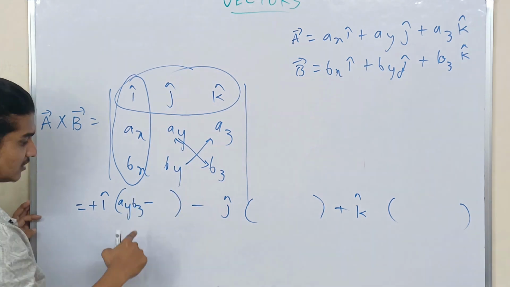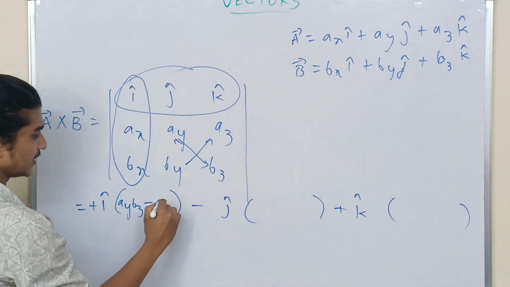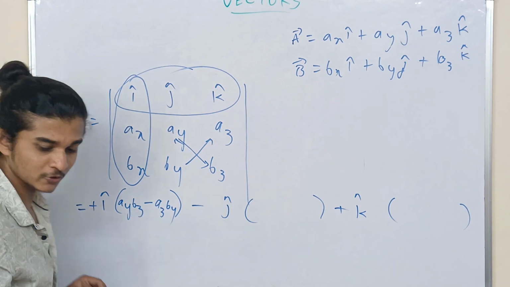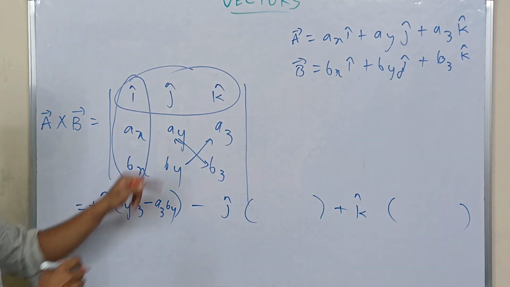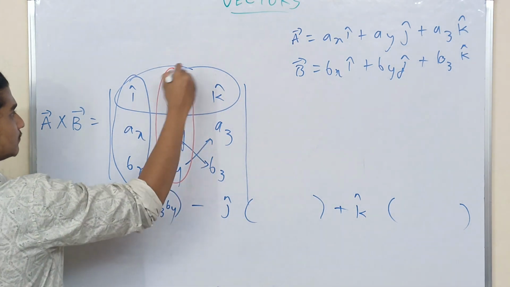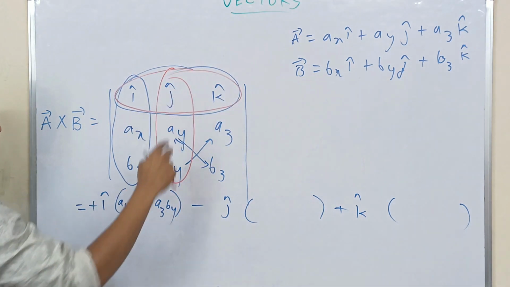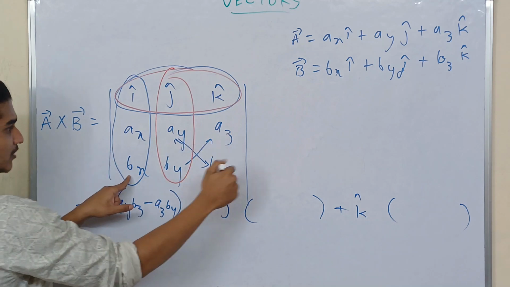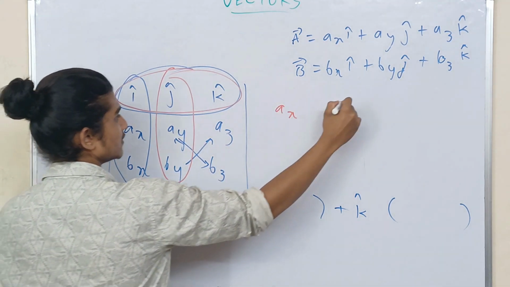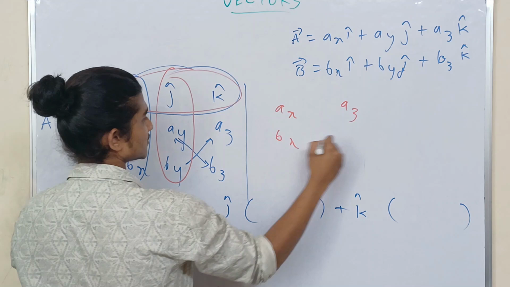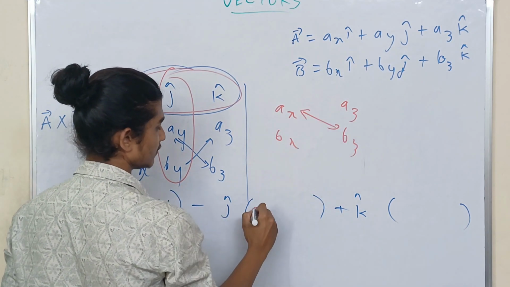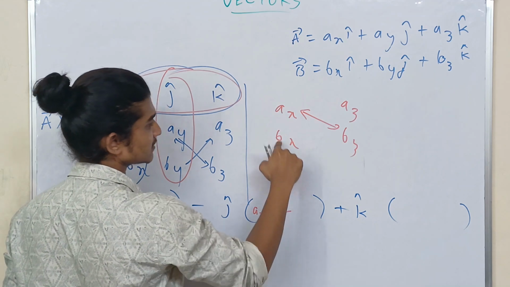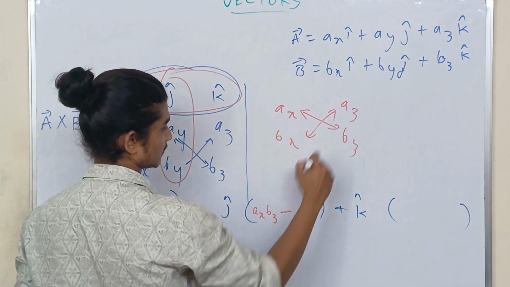This into this minus this number into this number. So az into by. Next, you're going to do exactly the same for j cap also. In the case of j cap, I'm going to cancel the respective row and column, so I'll be left with these four particular numbers. I'm going to write them separately: ax, az, bx, bz, and just do the same thing, which is ax into bz minus bx into az.